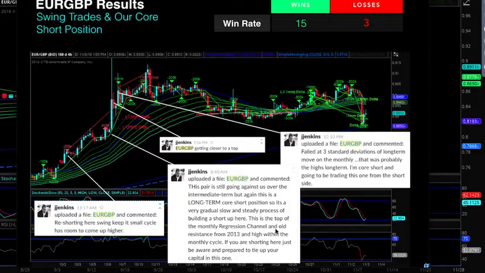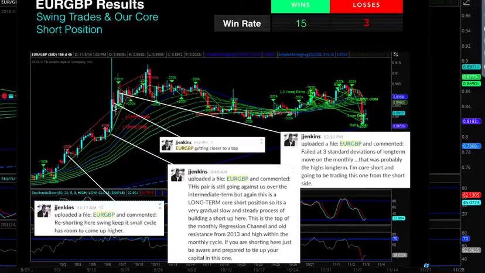It's the monthly regression channel. There's resistance from 2013, and then I told some of the newer traders, if you are shorting it, just be aware and be prepared that you're going to have to sit on this a while. I didn't want them getting antsy because it didn't go down the next day. Right? This is a long-term short. So again, this took an entire month to play out.